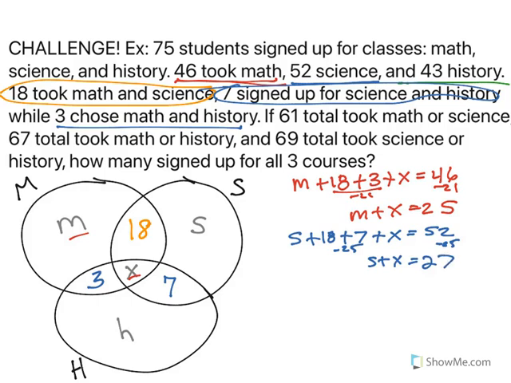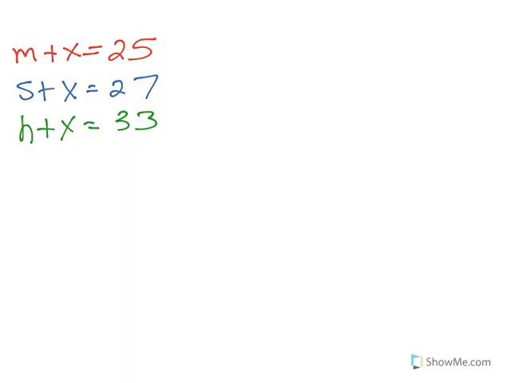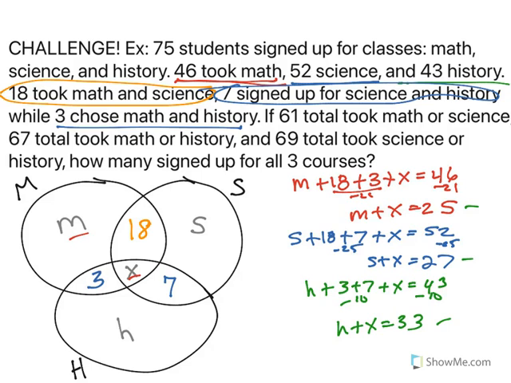Let's just do history while we're here. History plus 3 plus 7 plus x is 43. Subtract 10. History plus x is 33. You can see why I said this is going to be a challenge. I want to put these 3 equations on the next page, so I'm going to do that right now. Okay, so I have my 3 equations, and now we come back.